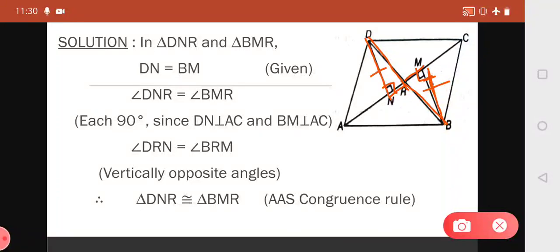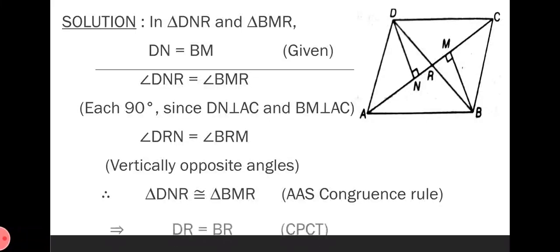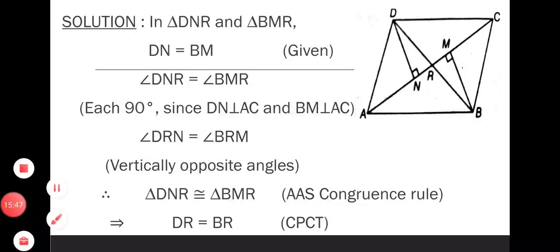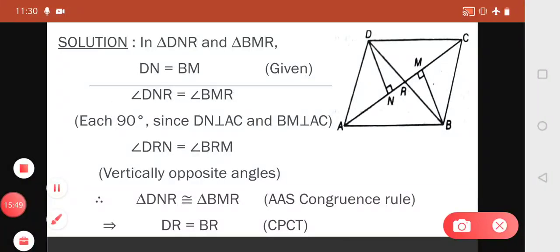And further, the third angle, that is angle DRN equal to angle BRM. These both angles are equal because they form a pair of vertically opposite angles. Therefore, triangle DNR will be congruent to triangle BMR according to AAS congruence rule. Now we get the CPCT of it as DR equal to BR. This is the CPCT of the both congruent triangles.